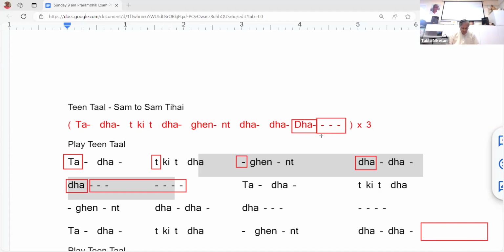Good, very good. Ta, a, dha, a, ta, ki, ta, dha, a, ghe, in, ta, dha, a, dha, 1, 2, 3, 1, 2, 3, 4. Ta, a, dha, a, ta, ki, ta, dha, a, ghe, in, ta, dha, dha. Perfect. That is excellent. Anybody else want to try? Kedar, Samarth, Vedant. Anyone ready? Samarth, go ahead.